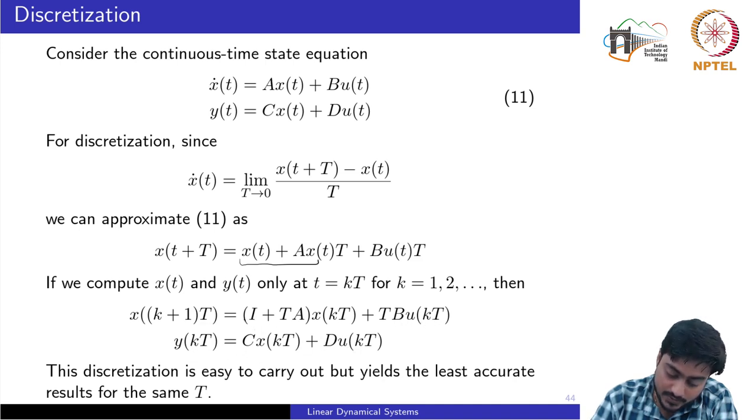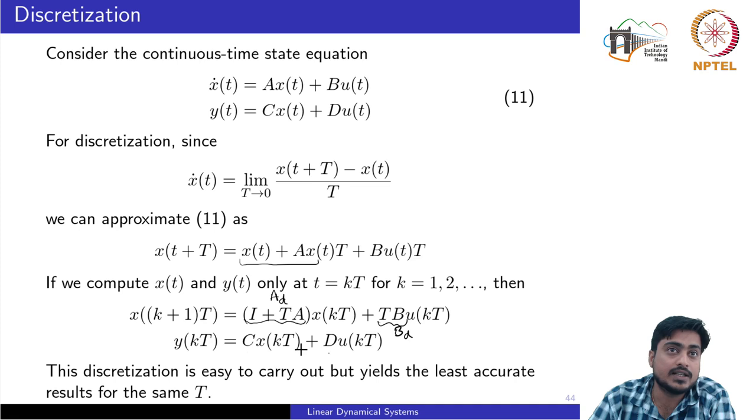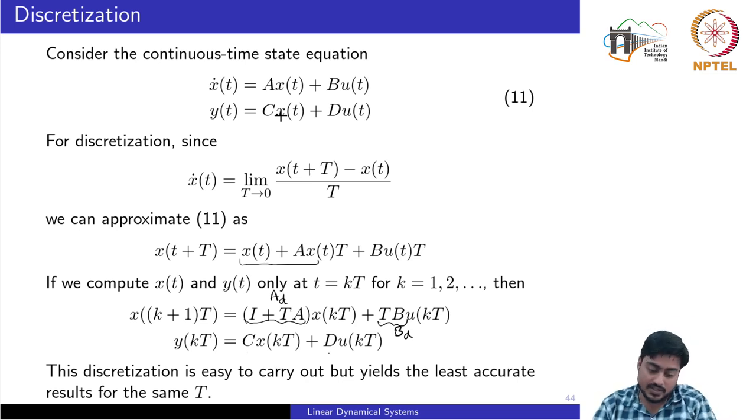Similarly this part. So this matrix is defined as the discrete time A matrix of this continuous time A matrix. This is B_D. Let's denote it as the discrete time B matrix. There won't be any effect on the C and D matrices in the discrete time, which remain similar to the continuous time matrices. But this discretization, since we saw that it is quite easy to carry out, yields the least accurate results for the same T.